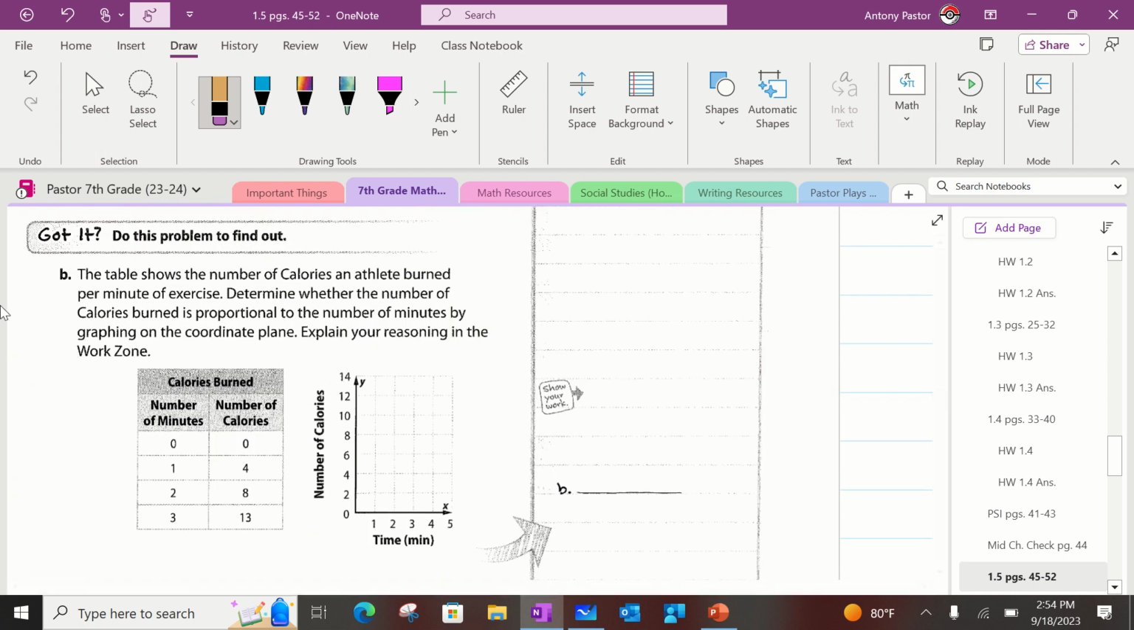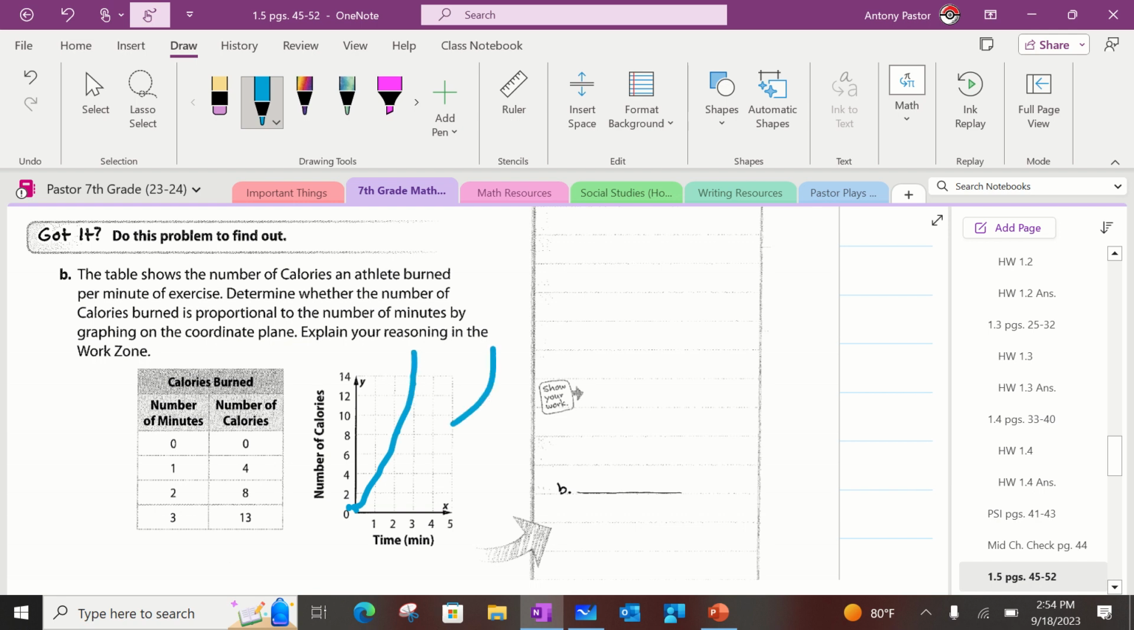So, the table shows the number of calories an athlete burned per minute of exercise. Determine whether the number of calories burned is proportional to time. So after 0 minutes, they burned 0 calories. So we're right here. 1, they did 4. 2, they did 8. 3, they did 13. So you're going to notice we're not going to have a straight line here. We're actually going to have a little bit of a curved line.